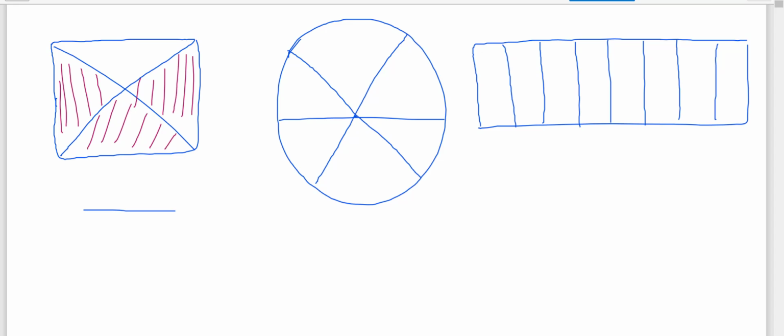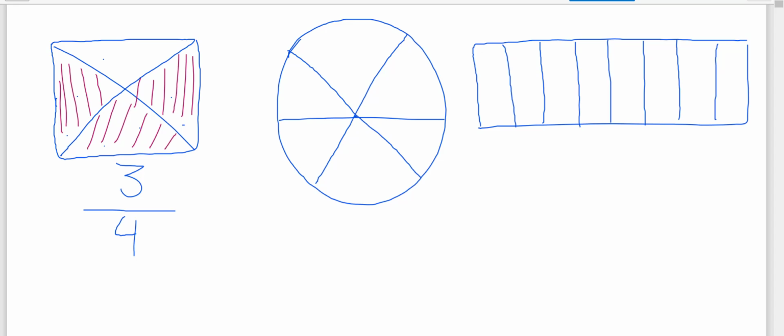How many parts in all in the shape? Count with me. 1, 2, 3, 4. We must write 4 in the denominator. And how many shaded parts in this shape? Count 1, 2, 3. Write 3 in the numerator. This fraction is called 3/4 or 3 over 4.